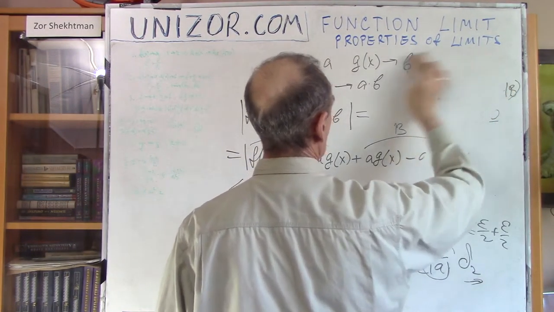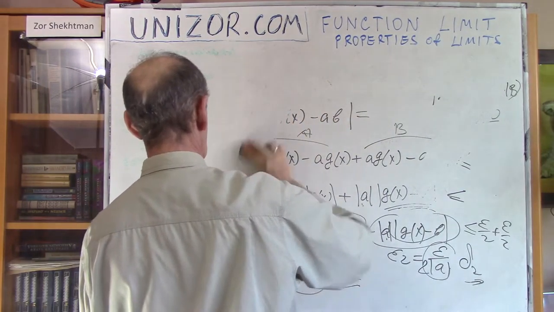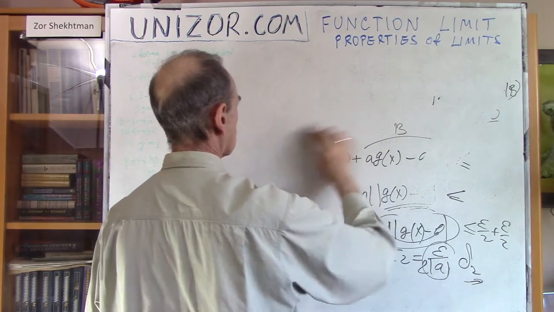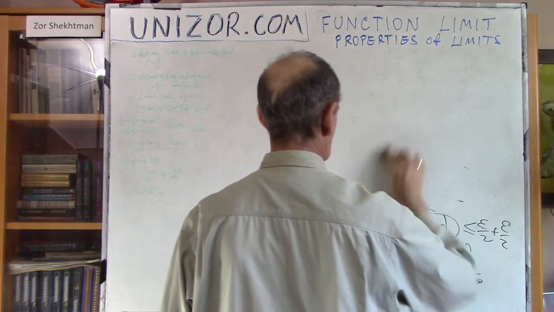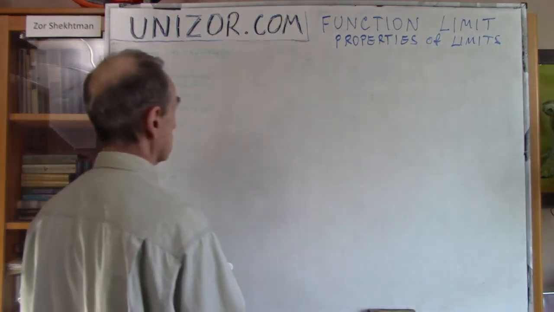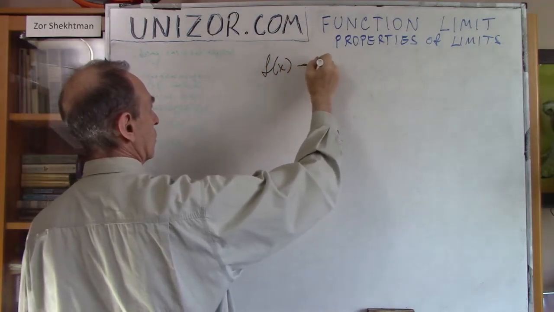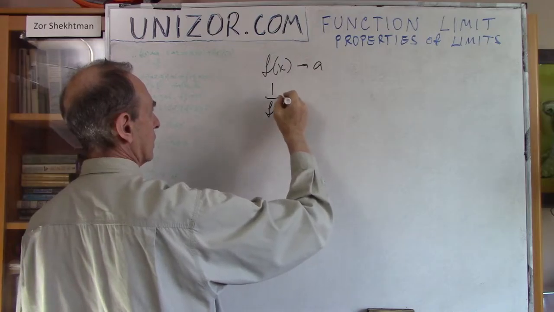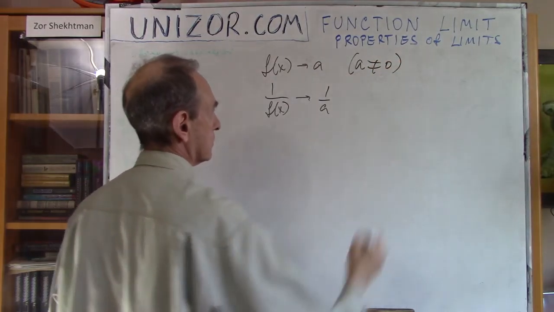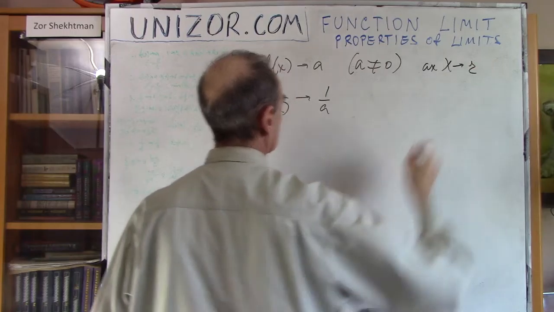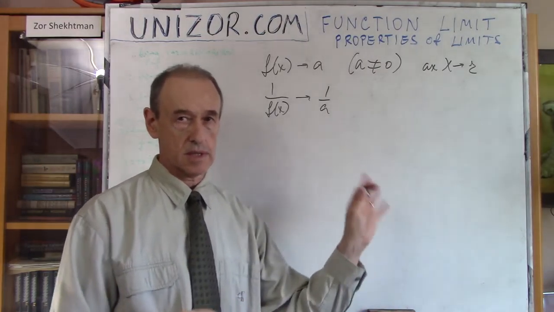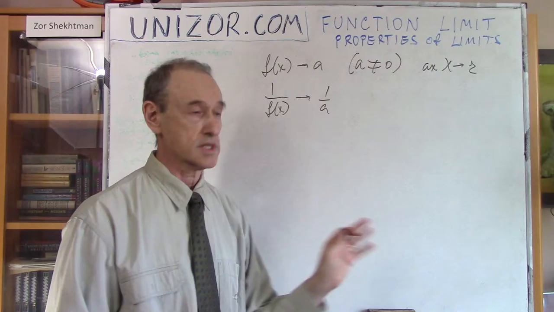And the last property. Now we have multiplied, now we have to divide, right? Now, I'm not going to divide two functions. I will just have this function. So if f at x goes to a, I need 1 over f at x to go to 1 over a, obviously with a not equal to 0, as x converges to r. Now, again, speaking about sequences, it's obvious. It just follows from the property for the sequence limit.